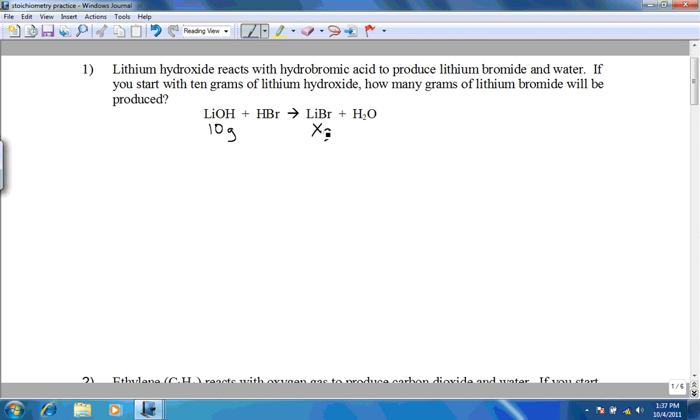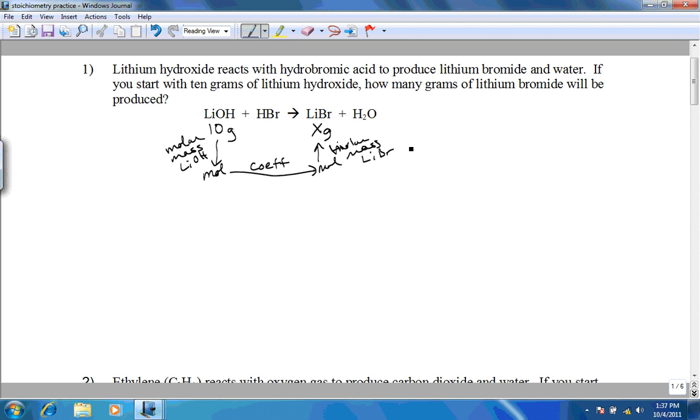In order to go from one compound to another, however, we need to get it in moles first. So we're going to go from grams to moles, and we're going to do that by using the molar mass of lithium hydroxide. Then moles to moles. We're going to do that by using coefficients, which is also called the molar ratio. And then moles to grams of lithium bromide, again, figuring out the molar mass. But this time, we're going to figure it out for lithium bromide.